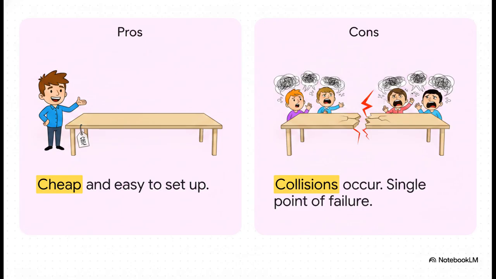Now, on the plus side, a bus topology is super cheap and it's incredibly easy to set up, but the trade-off is pretty huge. If everyone tries to shout across the table at once, you get massive data collisions that just eat up your bandwidth. And even worse, if that main backbone breaks, the entire party is over. The whole network goes down.